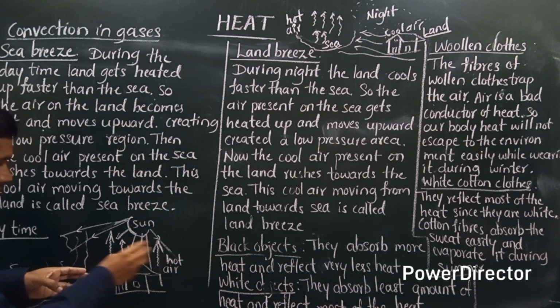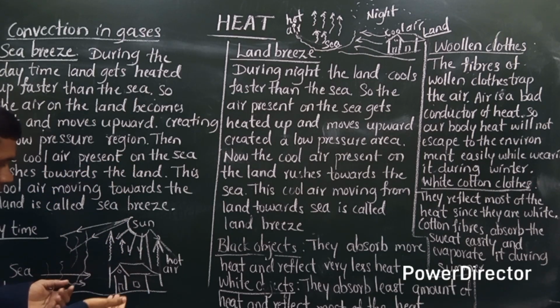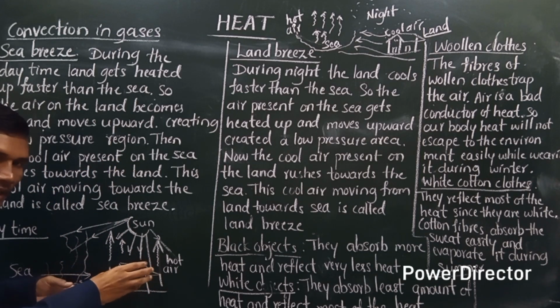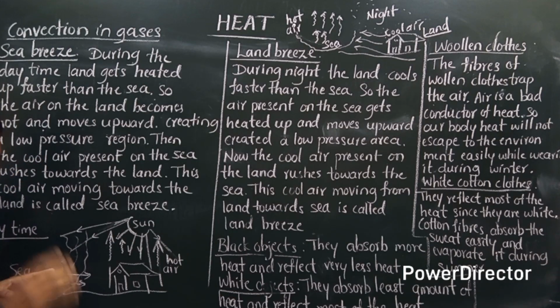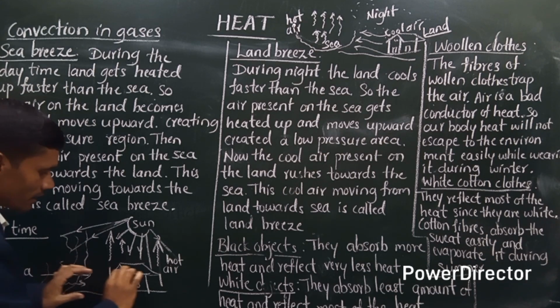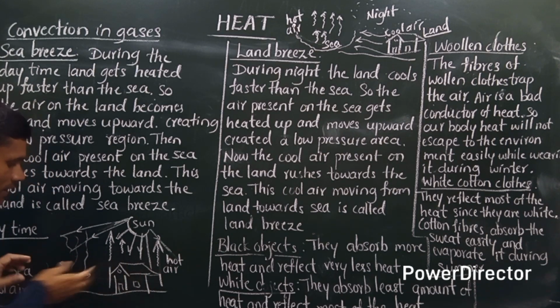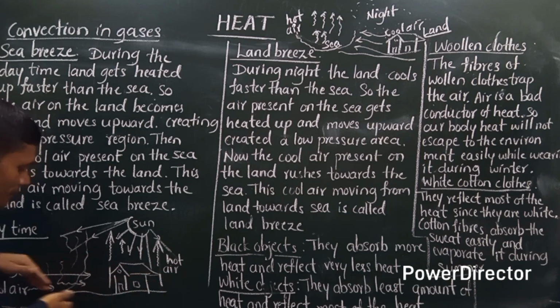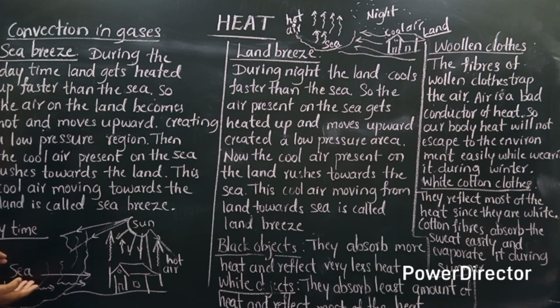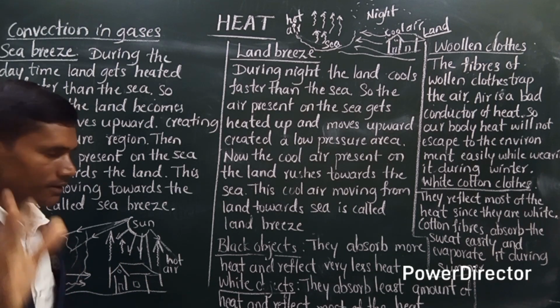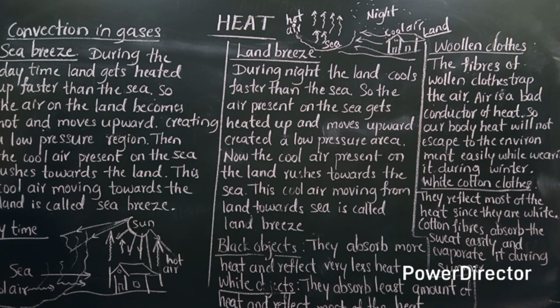Once the air gets heated up and rises, what happens? Here, low pressure is created, meaning the pressure of the air will not be there. As a result, the air present on the sea, which has a little more pressure, rushes towards the land, because the pressure here is less and it tries to occupy this place. We call this cool air coming from the sea towards the land the sea breeze. Remember, this happens only during daytime.